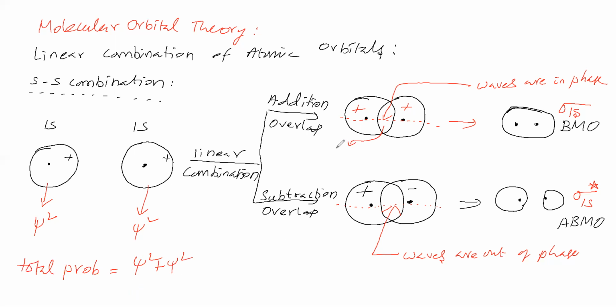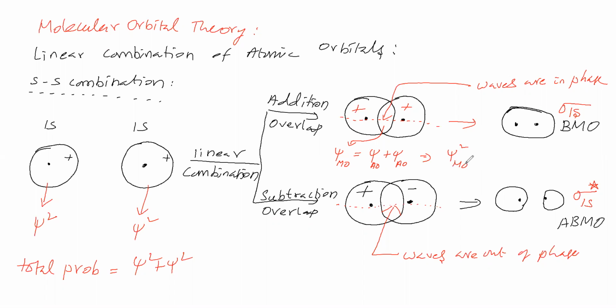Here the wave function chi is equal to the addition overlap, constructive interference. Therefore, the sum of those two wave functions. This is the wave function of the molecular orbital, this is the wave function of the first atomic orbital, and this is the wave function of the second atomic orbital. Now we want the probability. What do we have to do? Square the chi value. So square on both sides. If you square on both sides, what will you get?